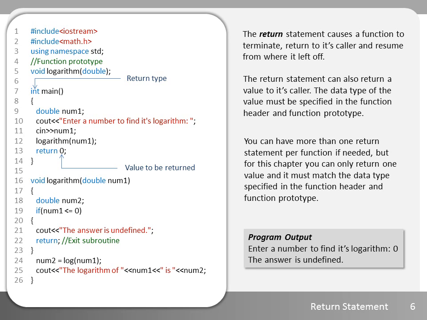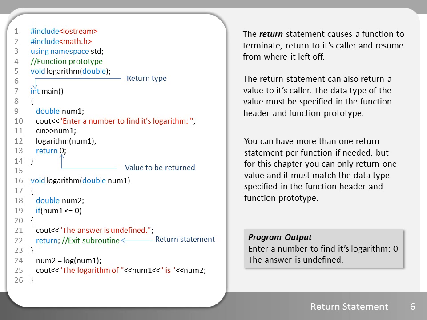If the data type is different, then the value will be automatically converted if allowed. In the main, num1 is declared a double, and for this example, I gave it the value 0. On line 12, we have a call to the function logarithm with num1 as an argument. In the function definition on line 19, it checks to see if the value entered is 0 or less. If so, it prints, the answer is undefined.